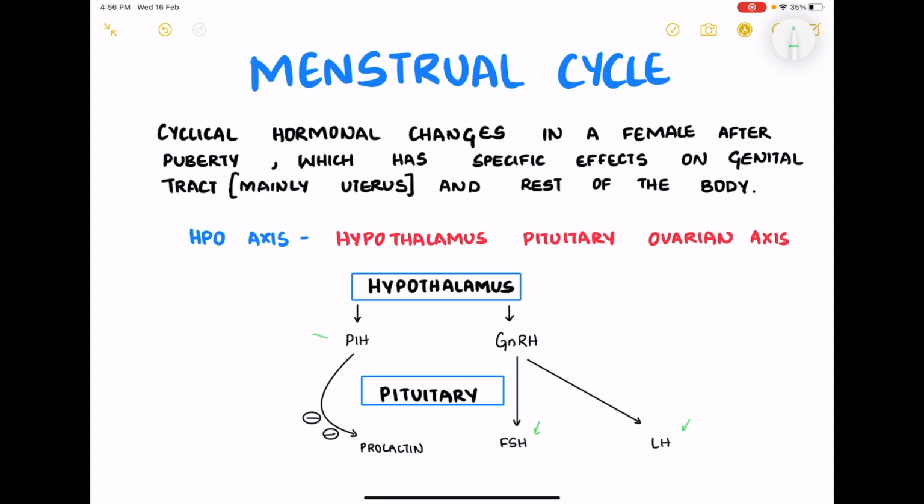The hypothalamus also produces prolactin inhibitory hormone, which is basically dopamine, which has an inhibitory effect on prolactin synthesis by the pituitary. So this inhibits the production of milk in a woman when it is not required. This inhibition is lifted only when lactation is desired.